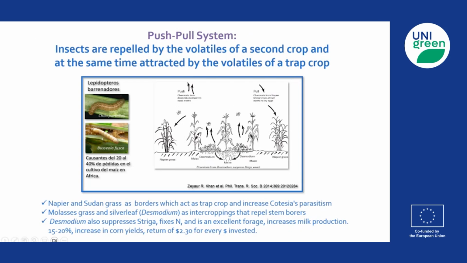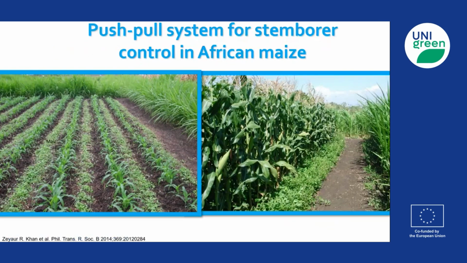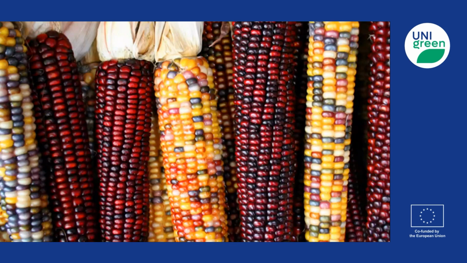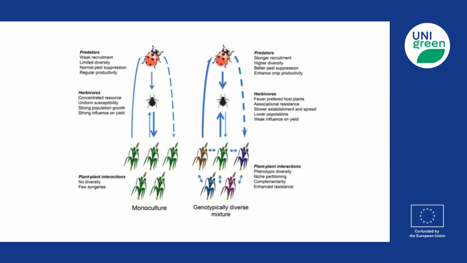So for every $1 that they invest in this design, they get $2.30 back. So I think the economic analysis is also very important for farmers because they are afraid to invest. And there are so many push-pull systems, even with sorghum, with millet, with rice. In terms of genetic diversity, it's also very important to diversify.